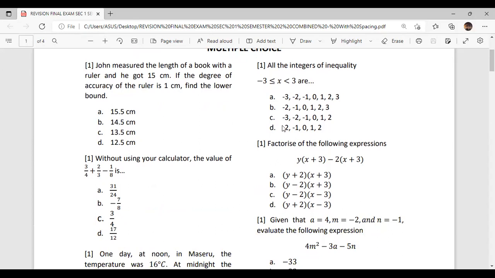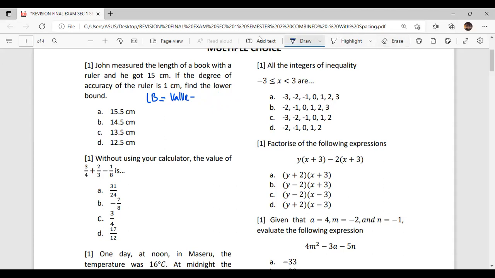Number 1. John measured the length of a book with a ruler and he got 15 centimeters. If the degree of accuracy of the ruler is 1 centimeter, find the lower bound. I think you need to use the lower bound formula, which equals the value subtract the significance, or the tolerance. I just write tolerance, that's better for your understanding.